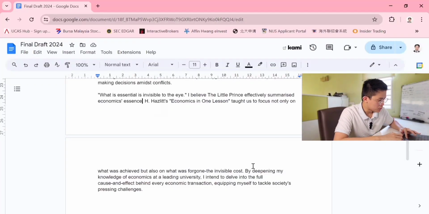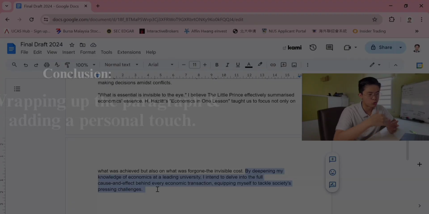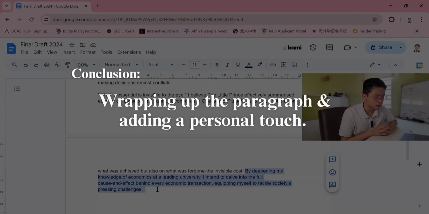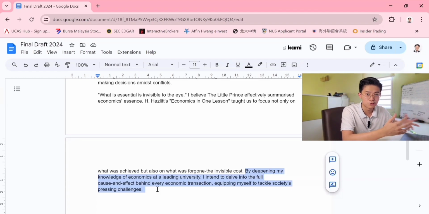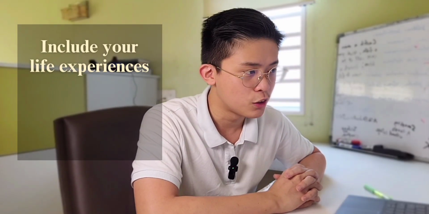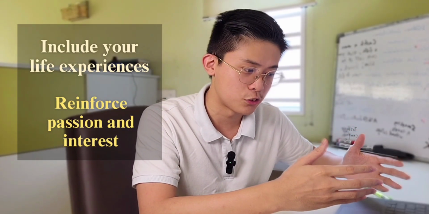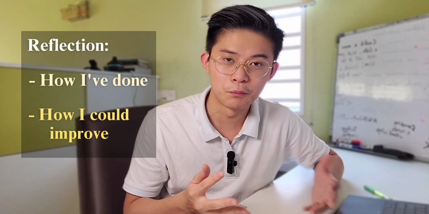At last, the final sentence is just to wrap up the entire personal statement. I would say that this sounds quite artificial. If I were to rewrite it, I'm probably going to include some sentences which are more personal, for example, some life experiences, to reinforce my desire to study the course. So that's it for my personal statement, and right now we're going to move on to my reflection regarding how I've done and what could be improved.